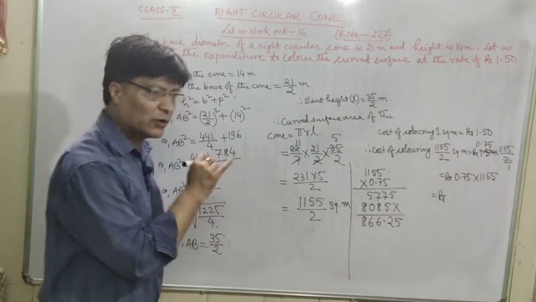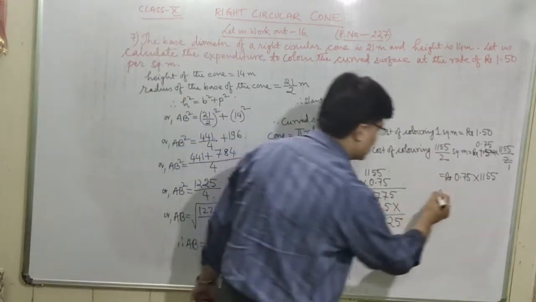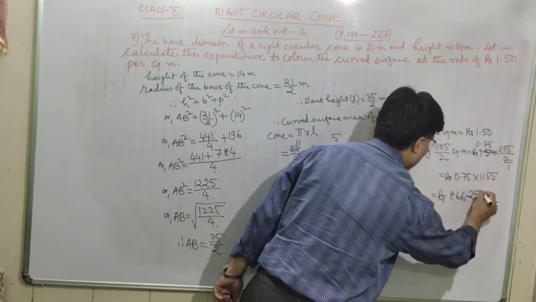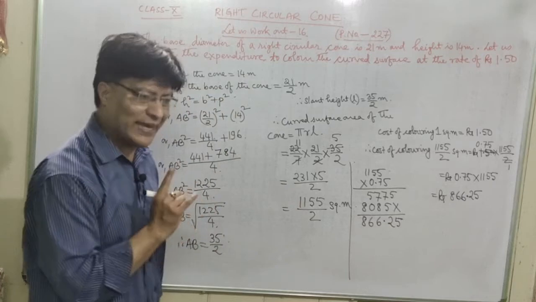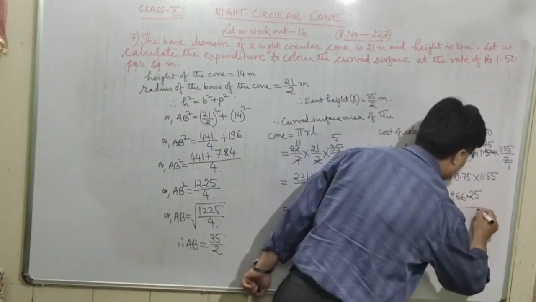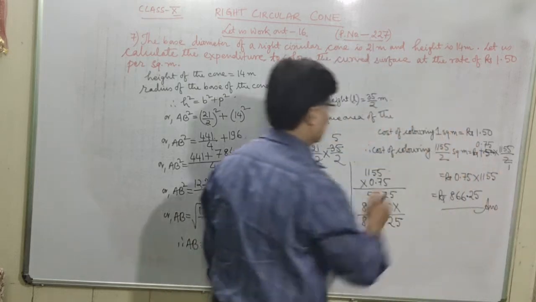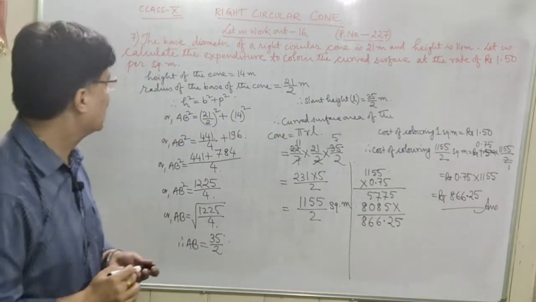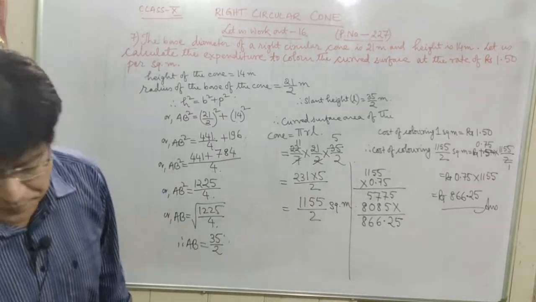What is the cost of coloring the curved surface area? It is rupees 866.25. It is rupees 866 and 25 paise. So this is the final answer. So I think you have understood it. So you can copy it. Now we will do the next question.